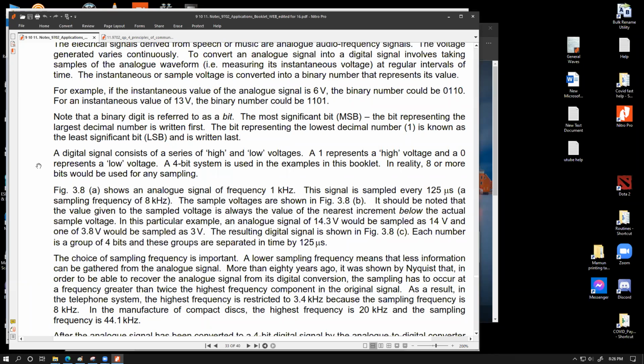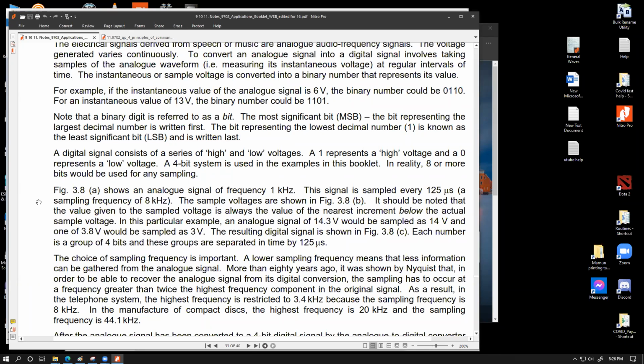Then it says in the next paragraph, figure 3.8a shows an analog signal of frequency 1 kilohertz. The signal is sampled every 125 microseconds, a sample frequency of 8 kilohertz. The sample voltage is shown in figure 3.8b. It will be noted that the value given to the sample voltage is always the value of the nearest increment below the actual sample voltage.